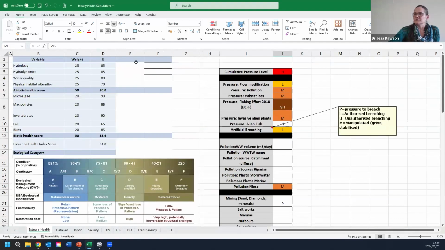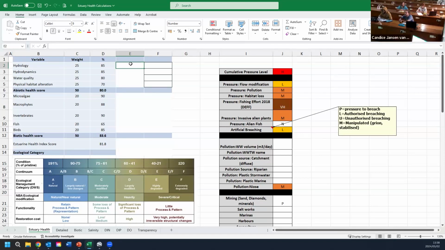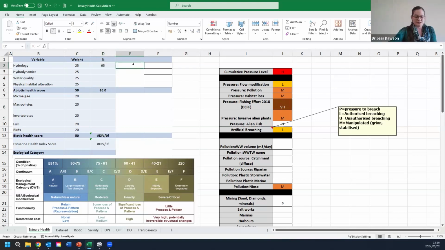So let's give it a go. Hydrology, river flow. This one will probably be lower than our previous assessment, so it's most likely closer to like 65%. Okay, 65 is our C category. Hydrodynamics, so mouth state, salinity changes within the system.